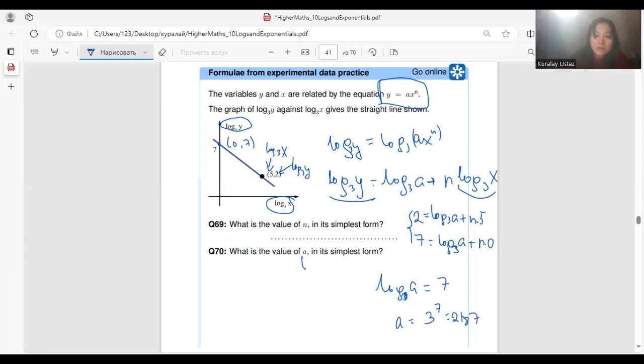Now we answered question 70. Let's answer 69. So we need to find n. So here, this one equals 7, this one is 5. So 5n equals -5, so n equals -1. I'm sorry, that's -1.